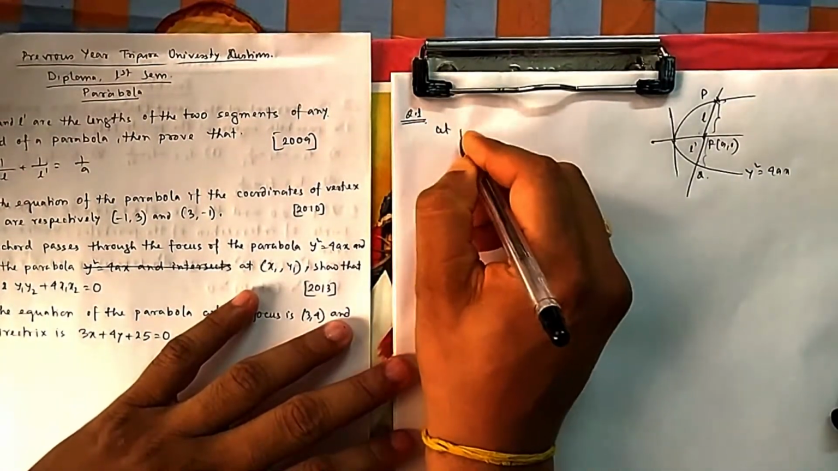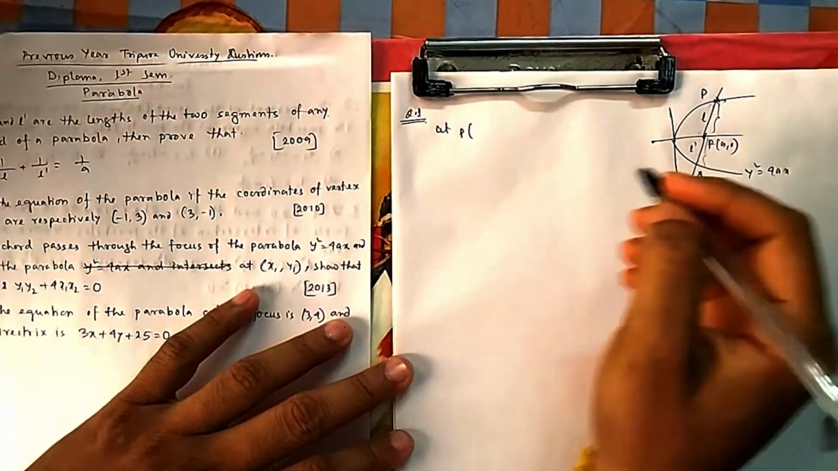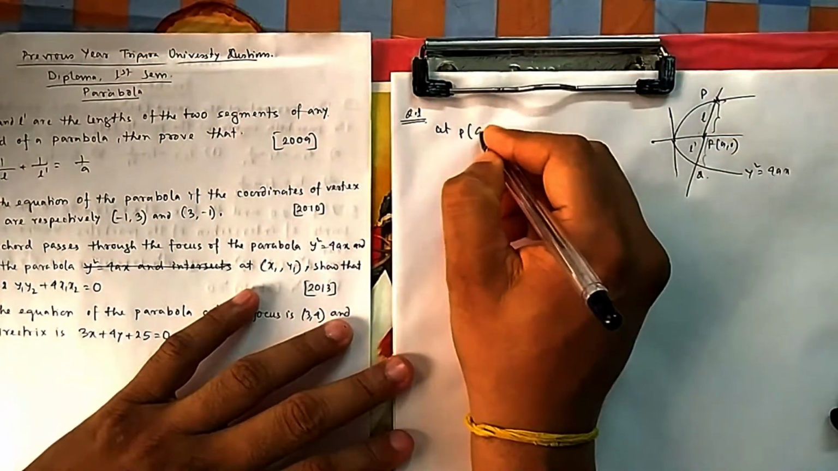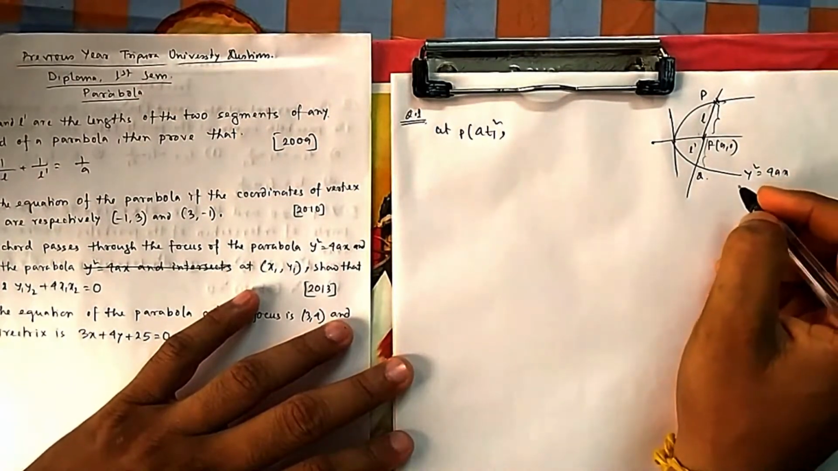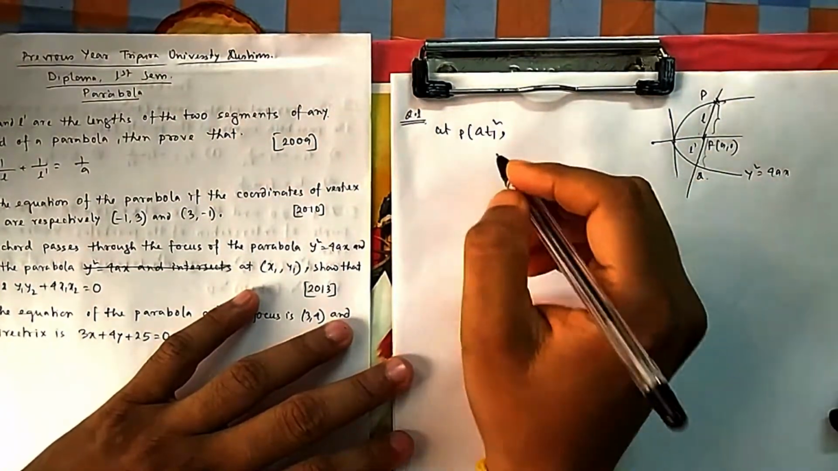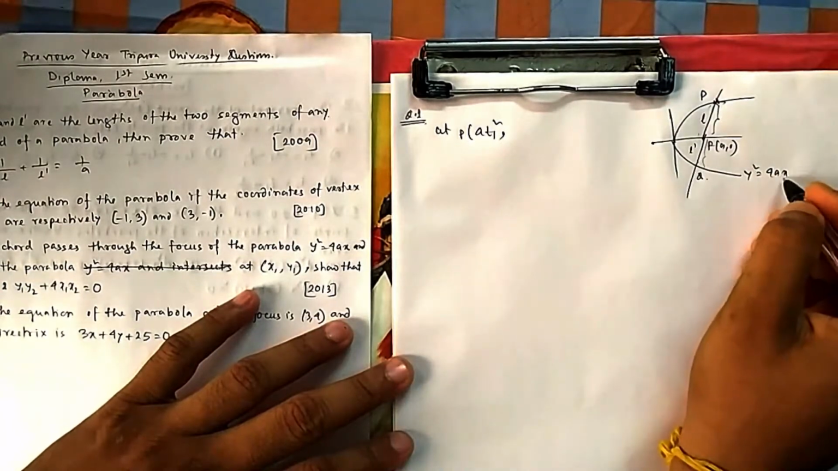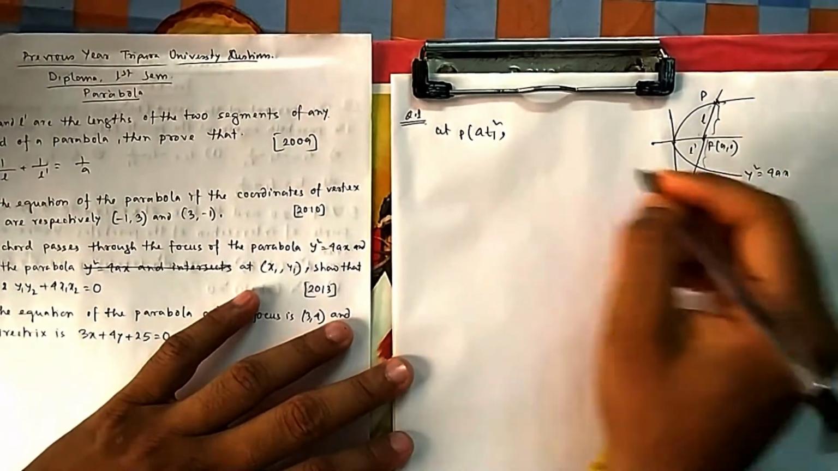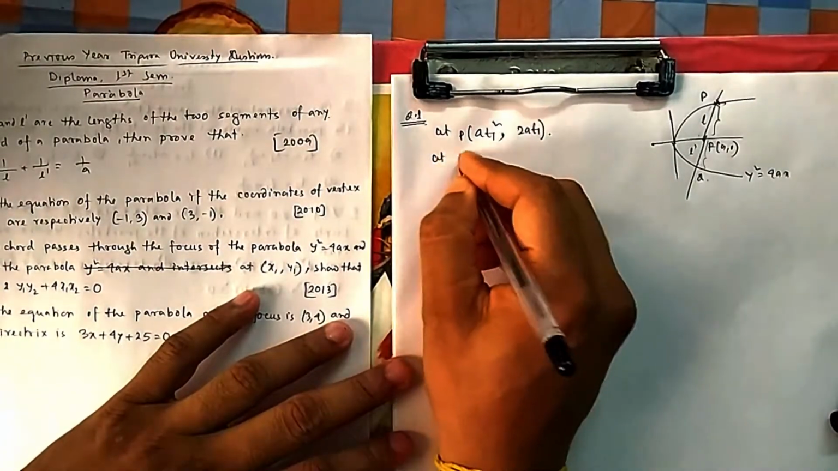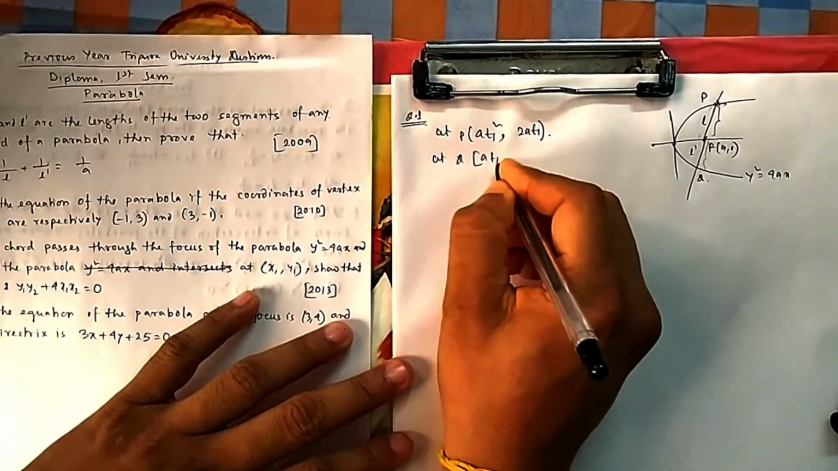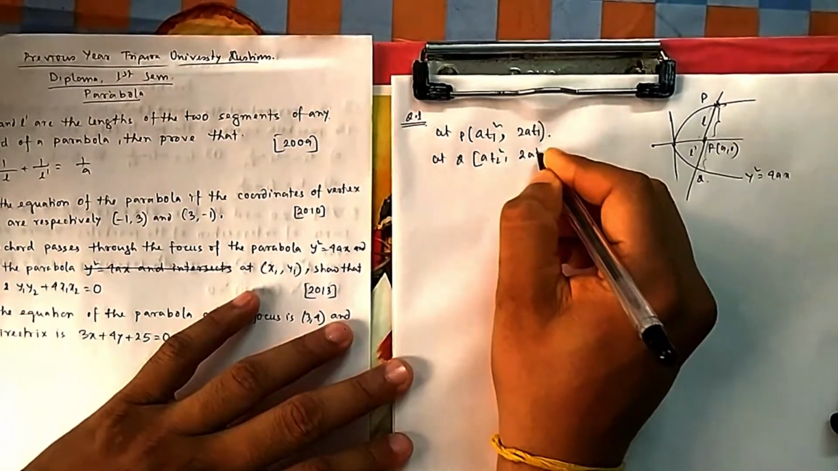So let P be a point with parametric coordinates. You know how to take parametric coordinates; you can check this for the parabola in the intermediate level theory. If I take a t1 square as my x coordinate, then y will be 2a t1. And let Q be another point, a t2 square comma 2a t2.